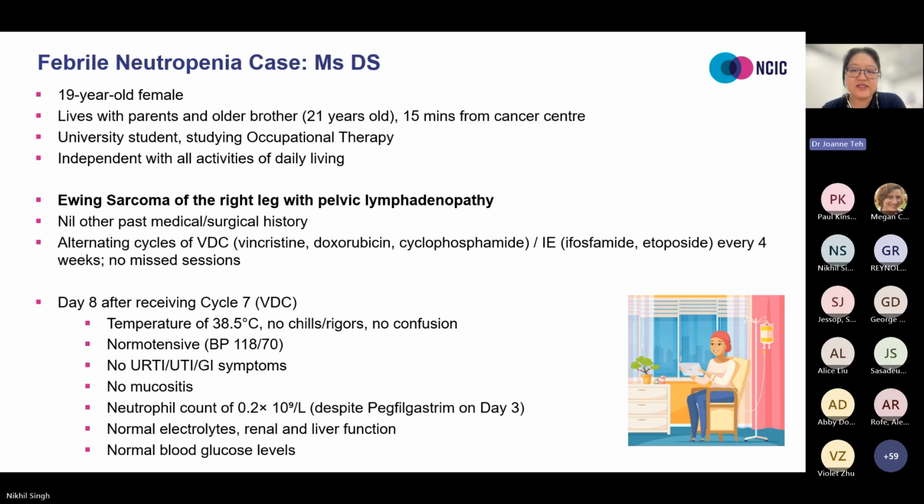After receiving cycle 7, which is VDC, she presents at day 8 with a fever, 38.5, with no chills or rigors, and is not confused. She's hemodynamically stable when she presents to the department with no real localizing symptoms and no mucositis. Importantly, her neutrophil count is 0.2, despite pegfilgrastim that she receives on day 3 as part of her chemo. And importantly, her blood tests are normal with normal renal, liver function, electrolytes, and blood glucose levels.